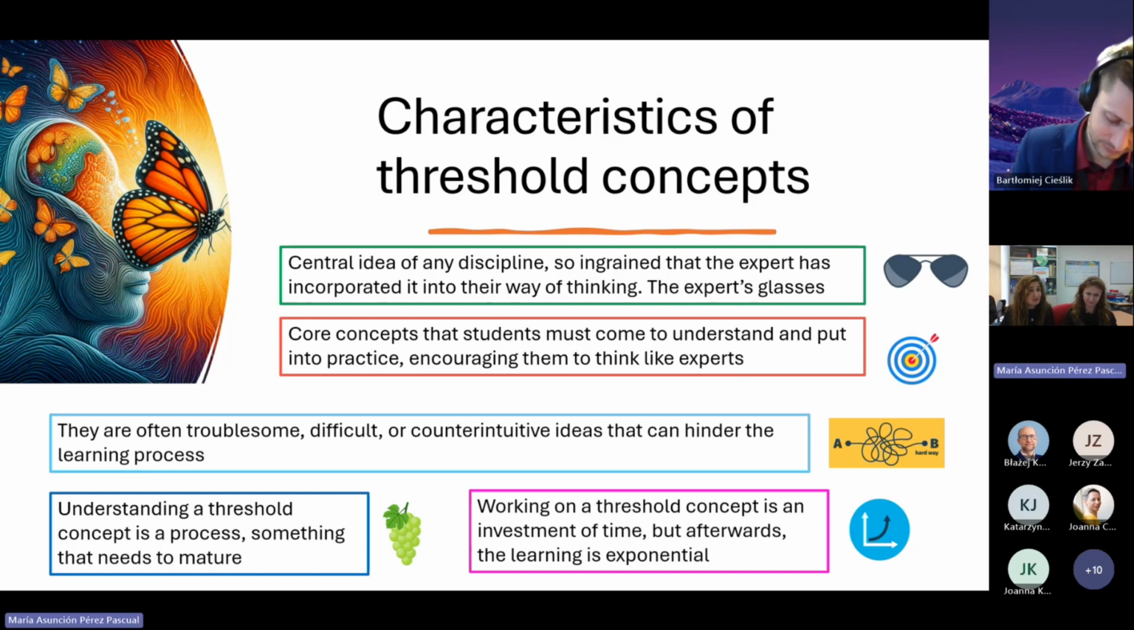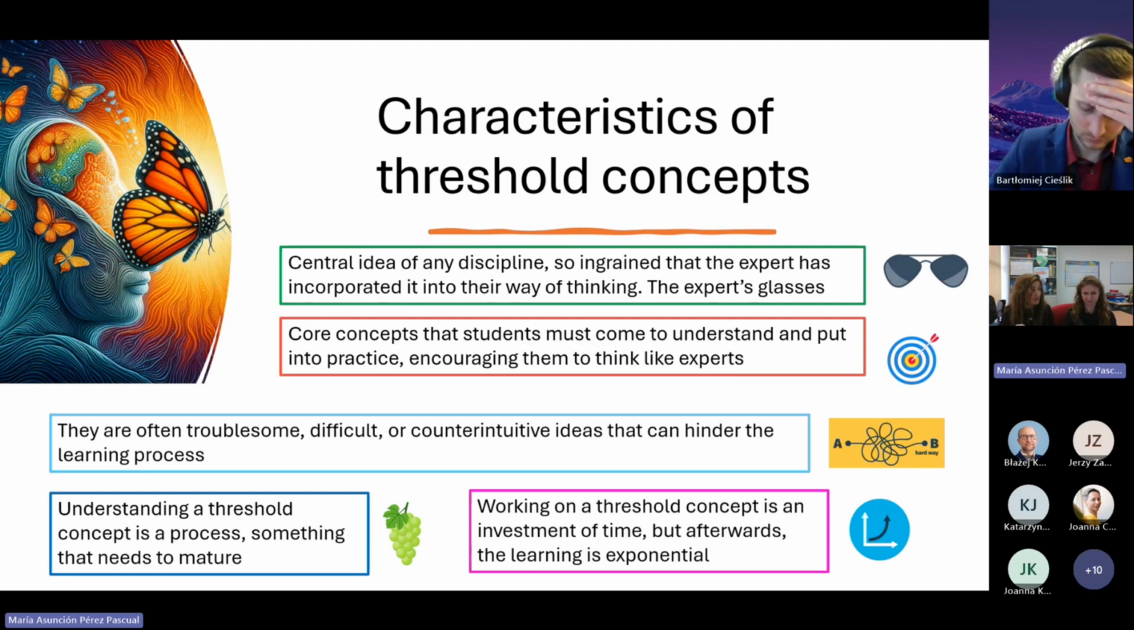These are core concepts, very important concepts that students need to understand and put into practice to become experts, to think like an expert. So it's necessary for them to understand them. Unfortunately, they are often troublesome, very difficult, counterintuitive ideas that can hinder the learning process, and it is not a linear process. You think that they understand, but they don't. They come and go. It's not linear.